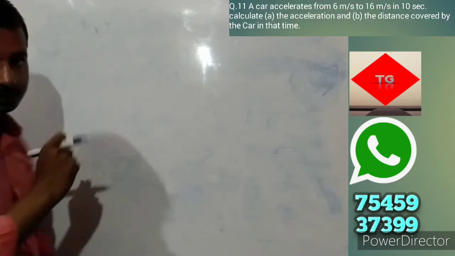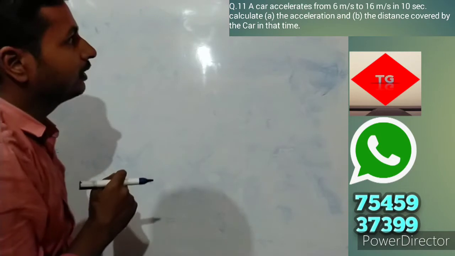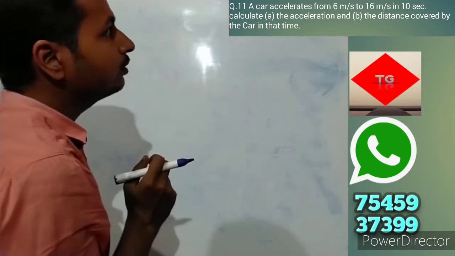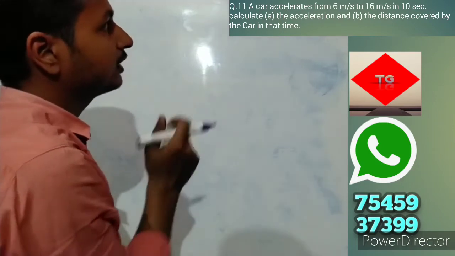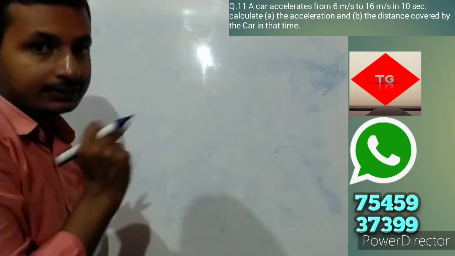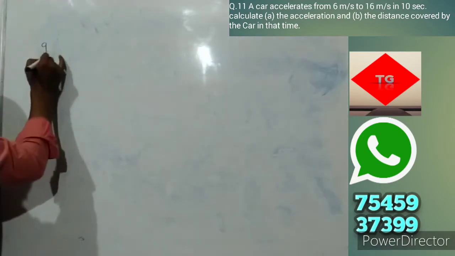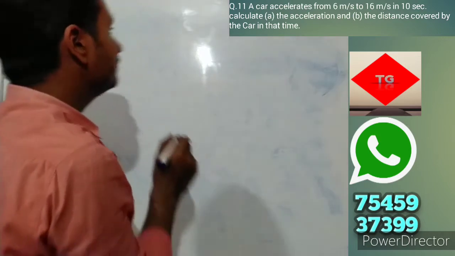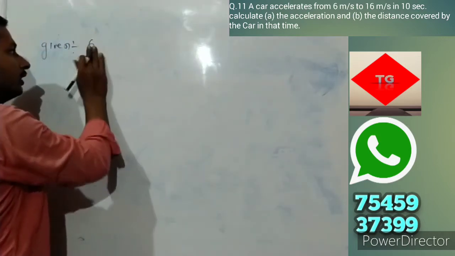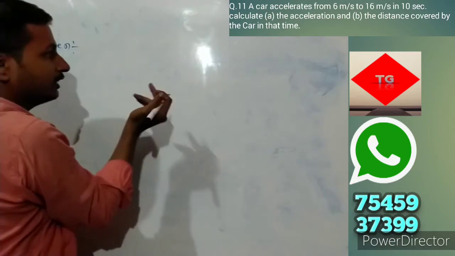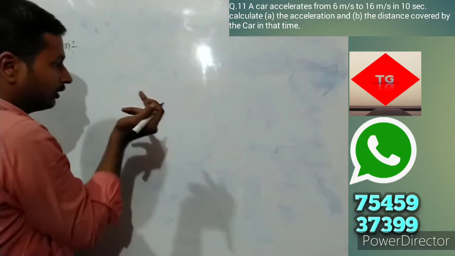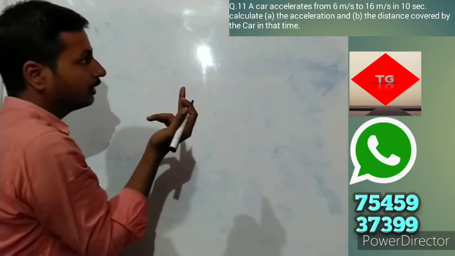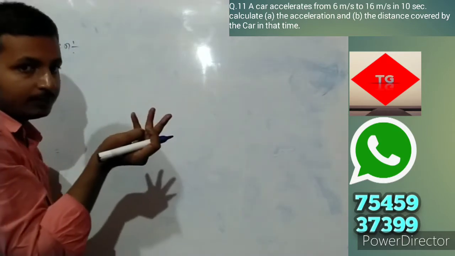Come to the next question. And here what is given? A car accelerates from 6 meter per second to 16 meter per second in 10 seconds. 6 meter per second to, it means if an object changes its velocity, then given is the initial velocity to the final velocity, and it takes a certain interval of time.